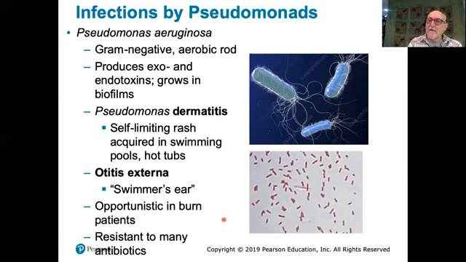But as I say, in immunocompromised patients, Pseudomonas is very, very dangerous indeed. There are two species actually, Pseudomonas aeruginosa and Pseudomonas fluorescens, which are notorious in burn patients for resulting in high mortalities.